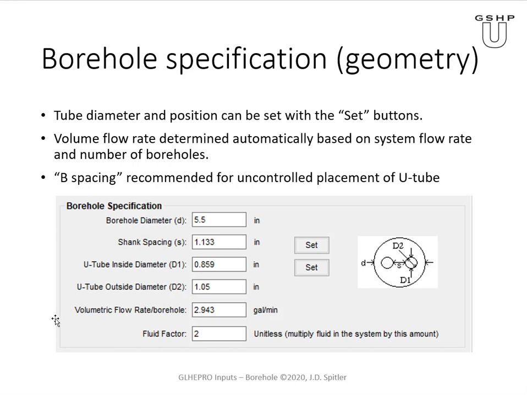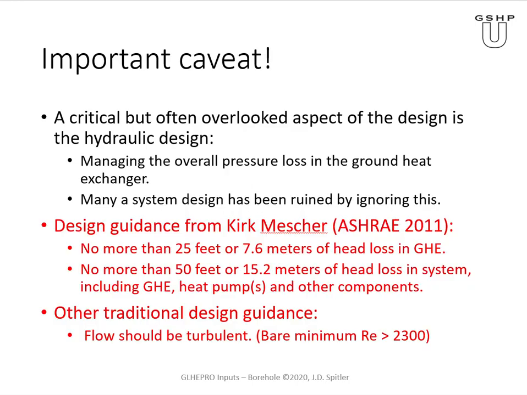Okay, in here you also specify the volume flow rate per borehole. This is actually computed from the total flow rate divided by the number of boreholes. So you can change it, but it's computed automatically for the number of boreholes you have and the flow rate you specified. Okay, and the fluid factor, I'm going to come back to that in a couple of slides.